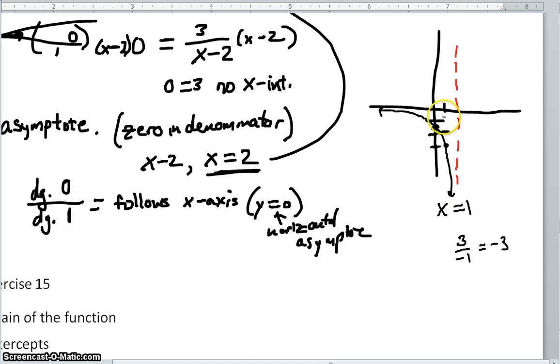Now, I'm going to plot another point on the other side of the asymptote. Let's plot maybe 3 and 4. So at 3, the graph is equal to a positive 3.